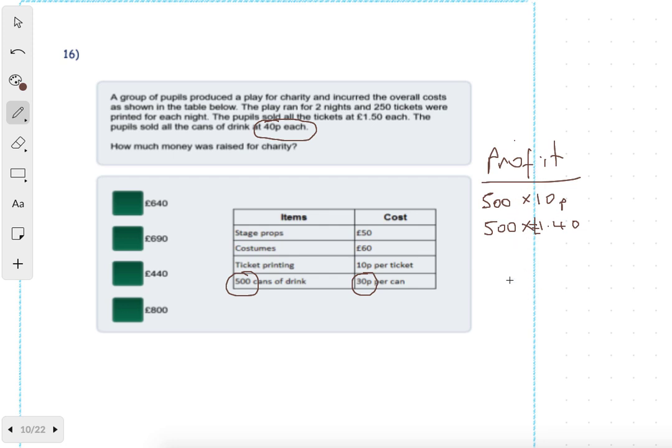Once you've done that, all you've got to do is subtract off these two here. Don't add them on. Please don't add them on. These are costs. It cost 50 quid for stage props, 60 quid for costumes. That's going to eat into your profits, so you need to subtract it.